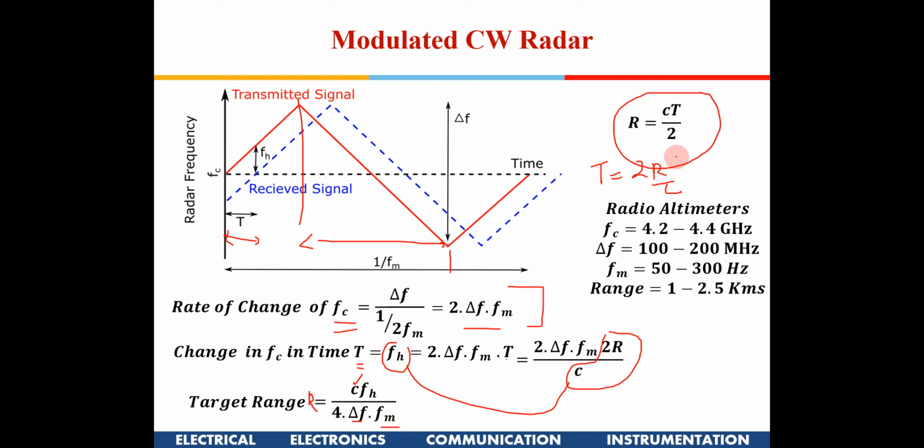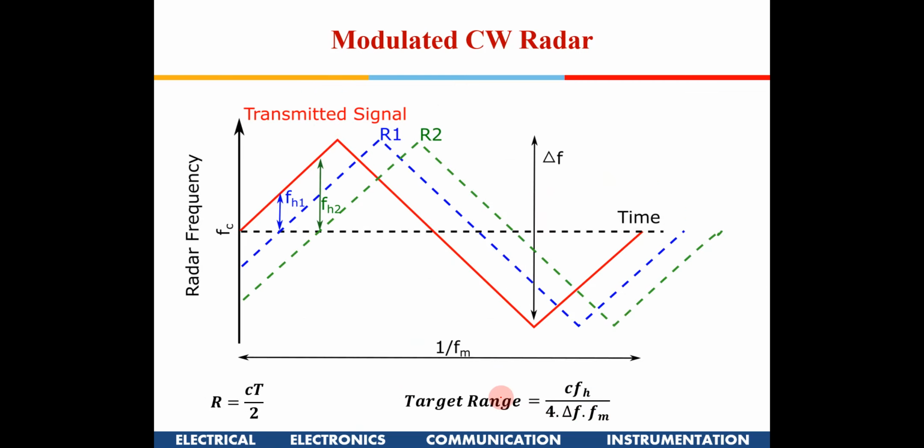So obviously, if the target is at a further distance, then in that case the beat frequency will be more. If the target is close, the beat frequency will be lesser, and if the target is very far, the beat frequency will be higher. So this is the way the range can be computed in CW radar, modulated CW radar.